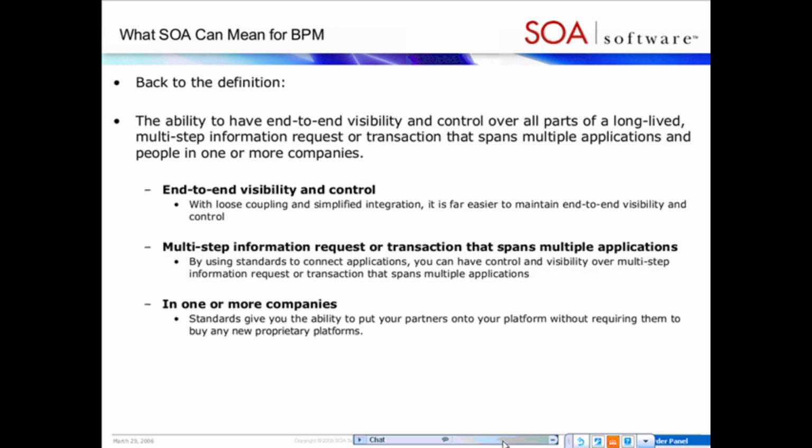And now just the third point, in one or more companies. As we said, business processes span different companies sometimes. So the standards enable you to put partners onto your platform without requiring them to buy proprietary middleware. And as we can see sometimes in the corporate environment, business process management and business process modeling often fall apart in multi-company situations because you just don't have a good governance setup or good communication.